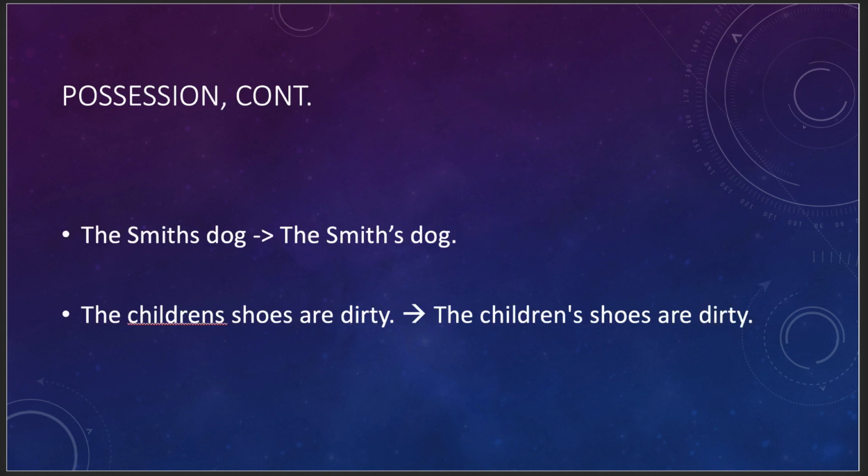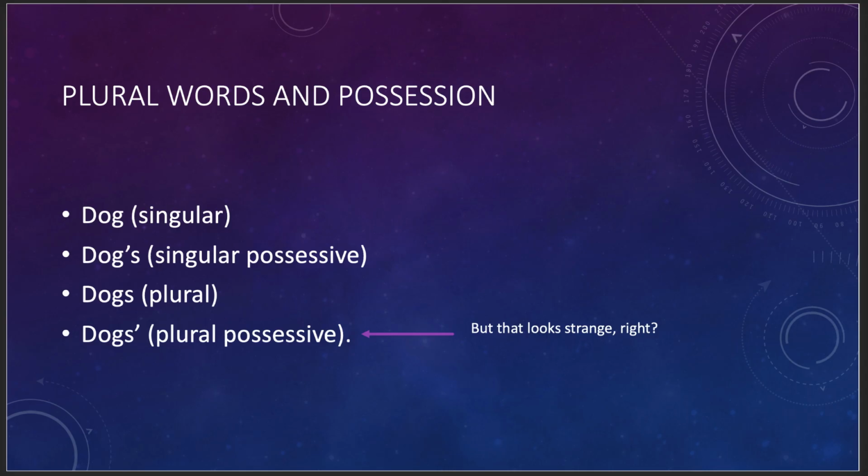How about another example? The Smith's dog. So that would be an apostrophe for the Smith's dog. They own a dog. In the next sentence, it reads, the children's shoes are dirty. So we need to put the apostrophe into the word children's because they own shoes that are dirty.